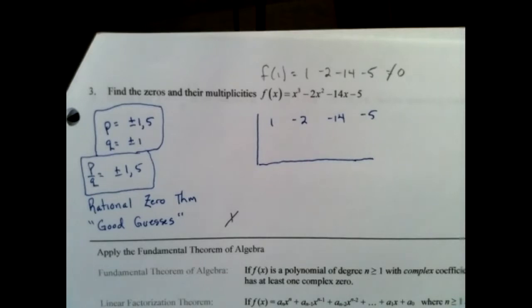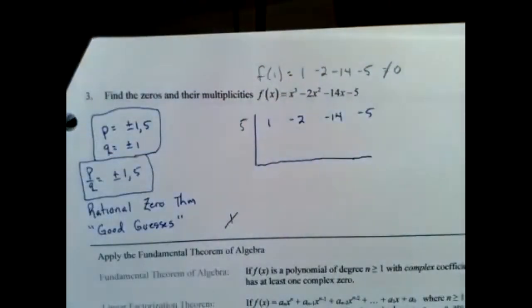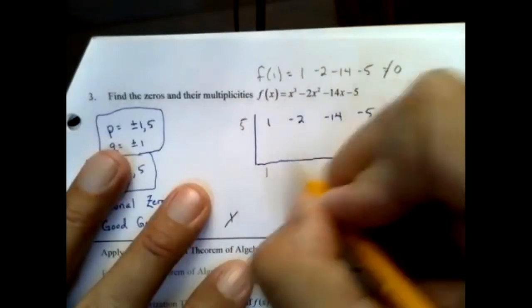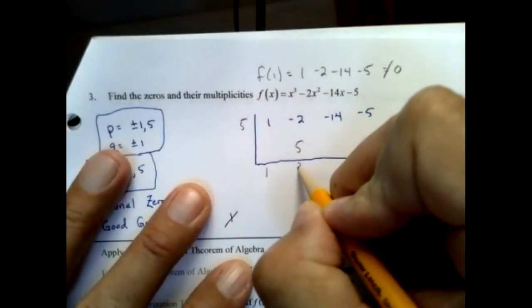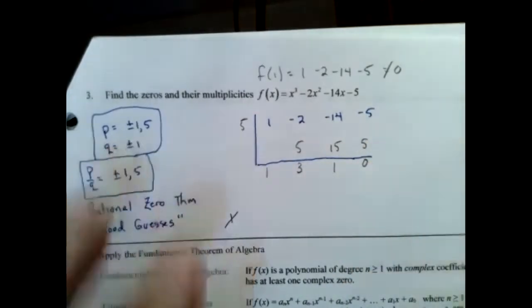Give me a number that works. 5. Add, then multiply. Add, then multiply. And I go whoop, whoop.